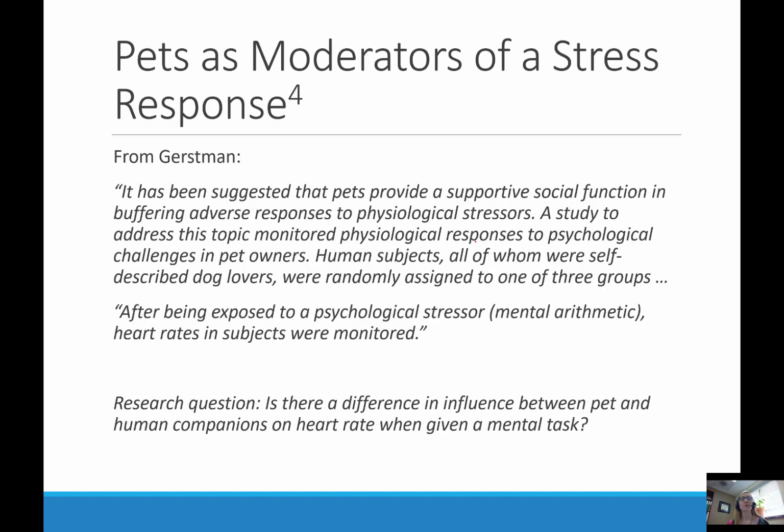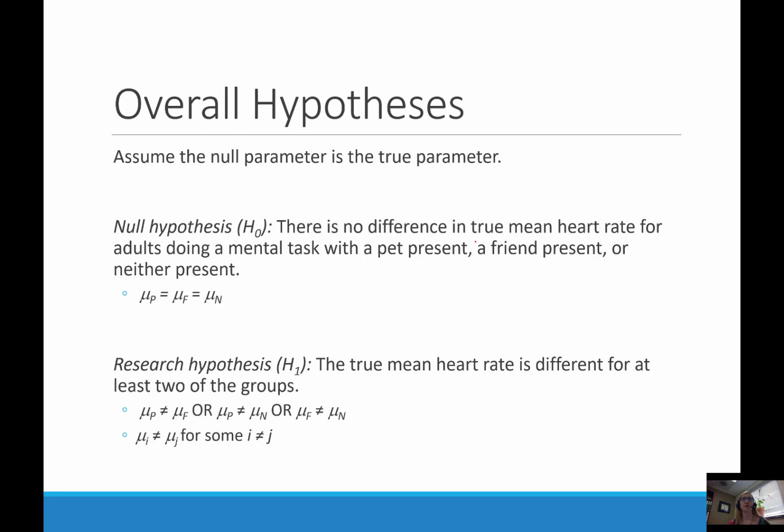In this example, we have 3 groups: those who took the test with a pet present, those who took the test with a human friend present, and those who took the test with no one present. The overall hypotheses are shown on the slide. Remember that we assume that there is no difference in the true mean heart rate for adults doing a mental task with a pet present, a friend present, or neither present. We can also write this as the means for each of the groups are equal.